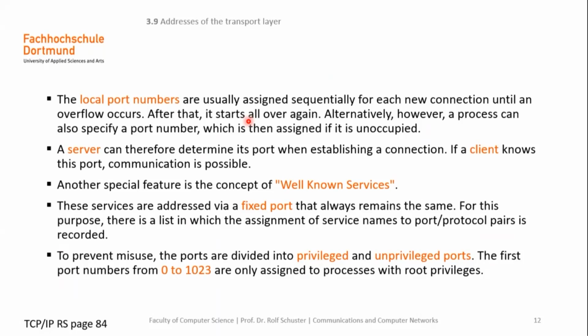Typically, the ports under 1024 are privileged port numbers and are only assigned to processes with root privileges, that is, with administrative privileges in the platform. Instead of that, the ports over 1024 are unprivileged ports, and those ports could be assigned to any process, not only privileged processes.